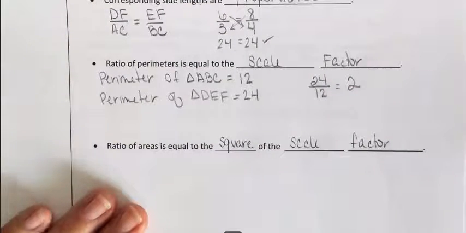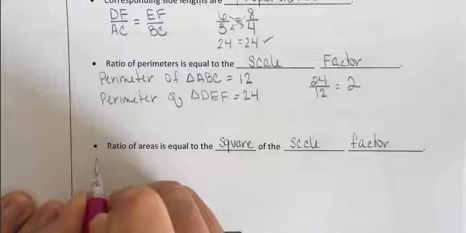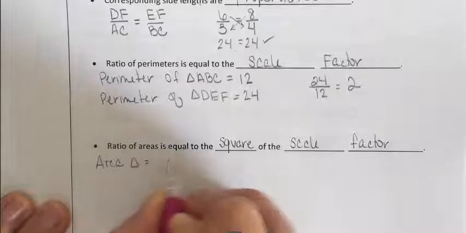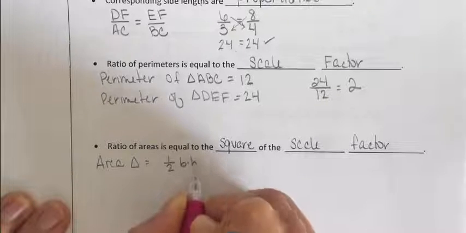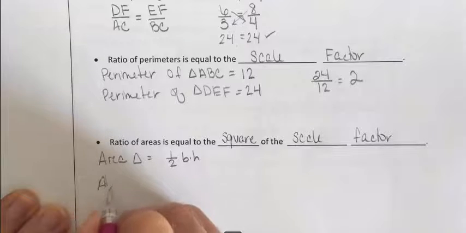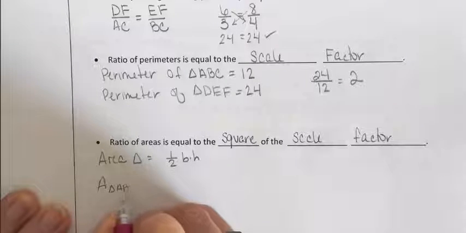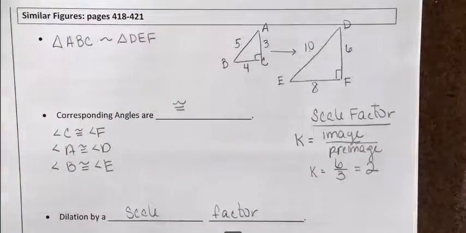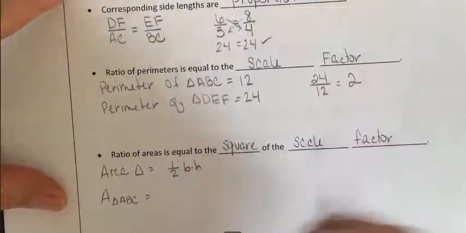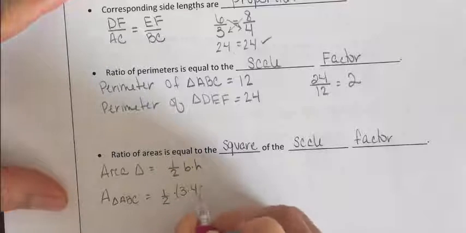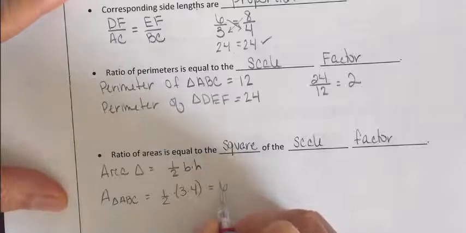So I used right triangles so that finding the areas would be really, really simple. The area of any triangle that you've been given the base and height of is basically 1/2 base times height, or base times height divided by 2. Okay, so let's find the areas of each of our triangles. So the area of triangle ABC, well, base would be 4 and height would be 3 because base and height have to be perpendicular to each other. So it's half of 3 times 4. Which, I'll put parentheses there, is 12, half of that is 6.